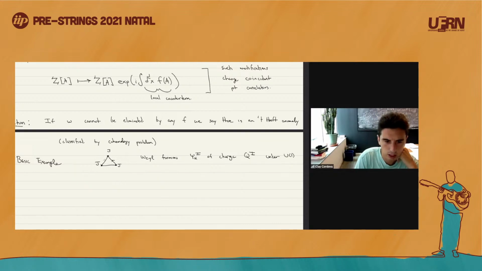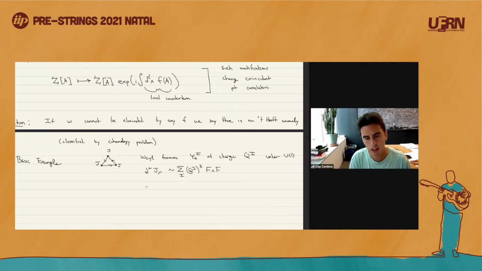And you look at this triangle diagram, and you find that the divergence of the current goes like the sum over I of Qi cubed times F wedge F. And this is the same as saying that at coincident points, in the 3-point function of J, J, J, the divergence of J is not equal to 0. Here F is the background field curvature.